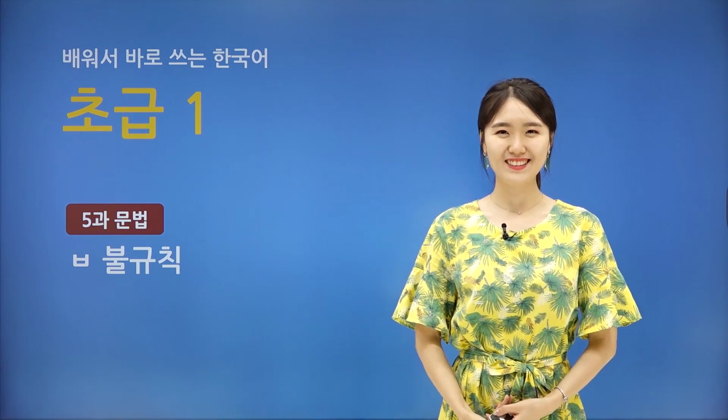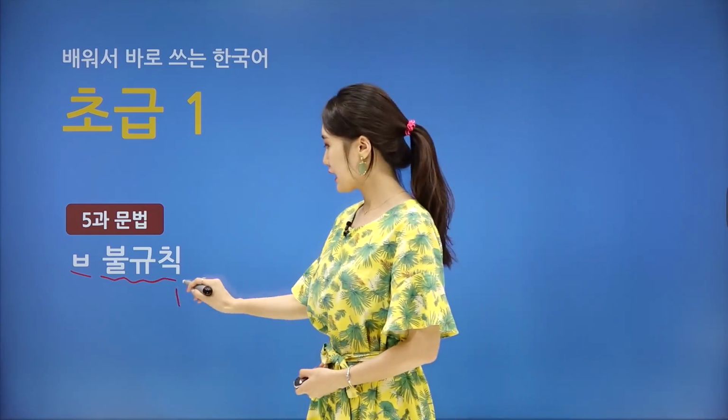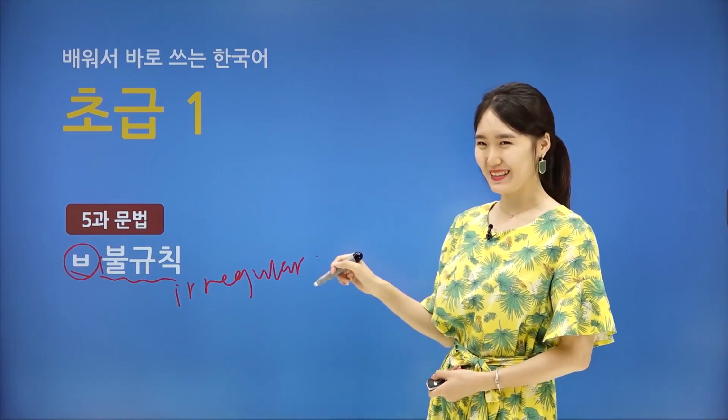Our last grammar today is 비읍 불규칙. 불규칙 means irregular. So, 비읍. You remember 비읍, okay?